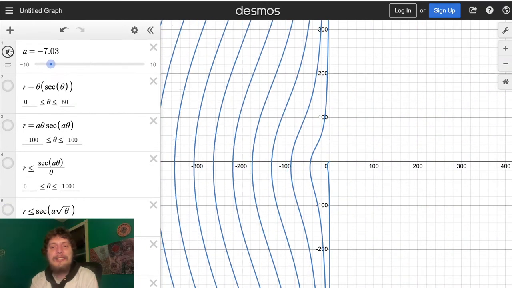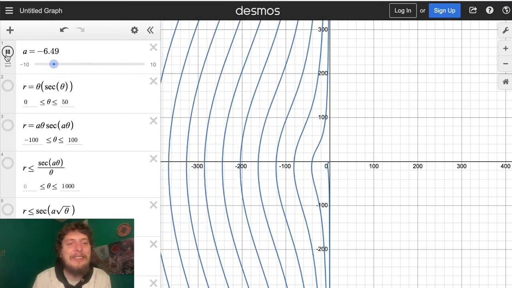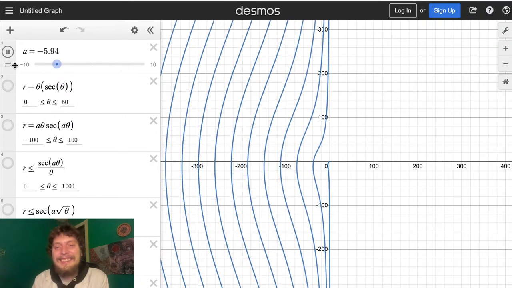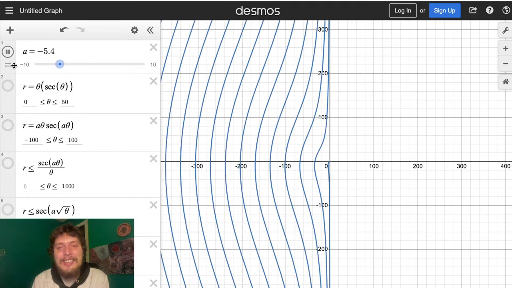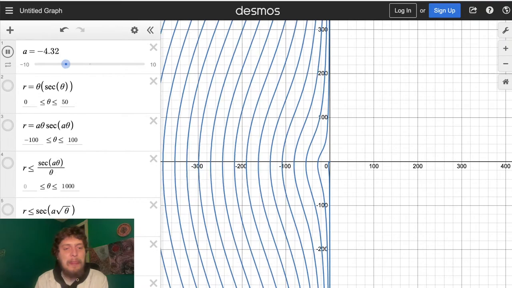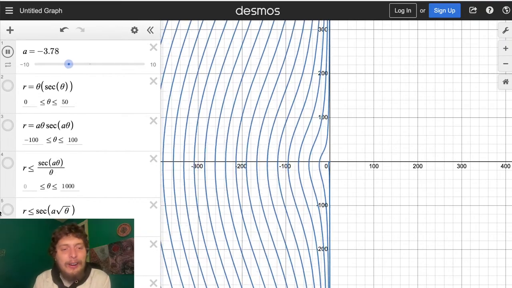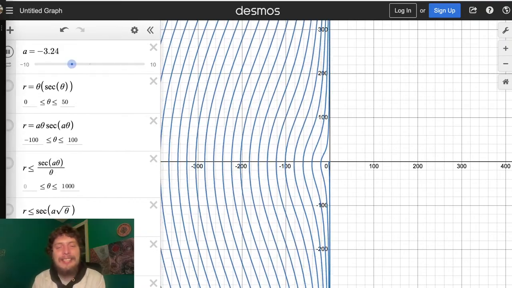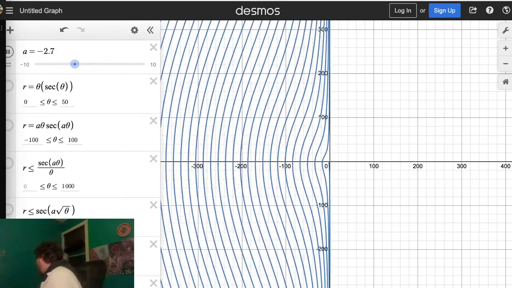Whoa, the ocean's moving. The ocean's coming. Whoa, this is weird. The ocean's like crunching together. The waves are flowing. Okay, so they are like optical illusions. They really trip out the eyes. And I like optical illusions.